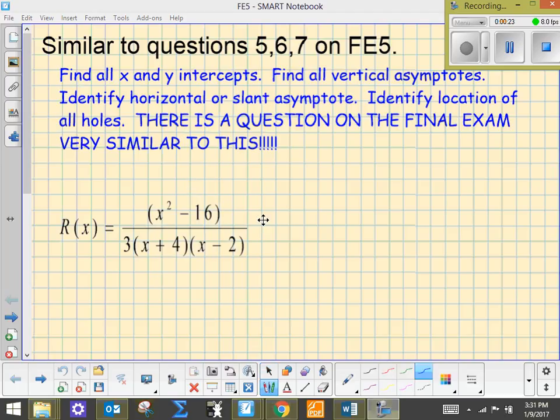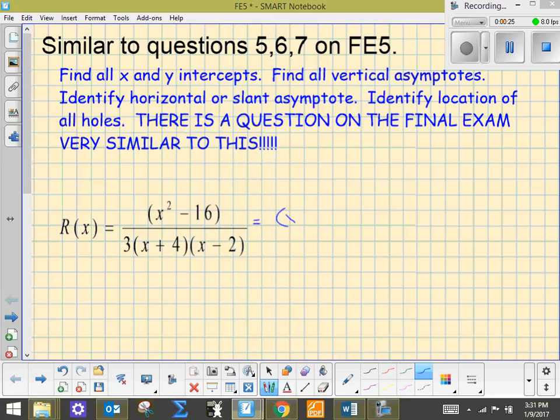So what we're going to do is factor this out. It's the difference of squares: x plus 4, x minus 4, and then 3, x plus 4, x minus 2. If you remember, what we're looking for are all these things up here.